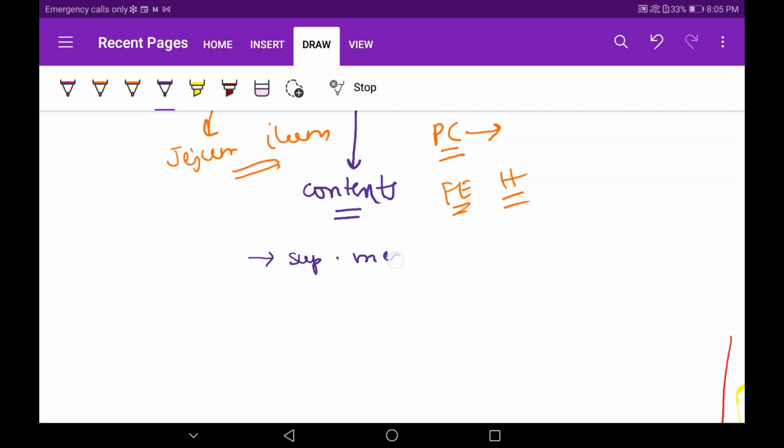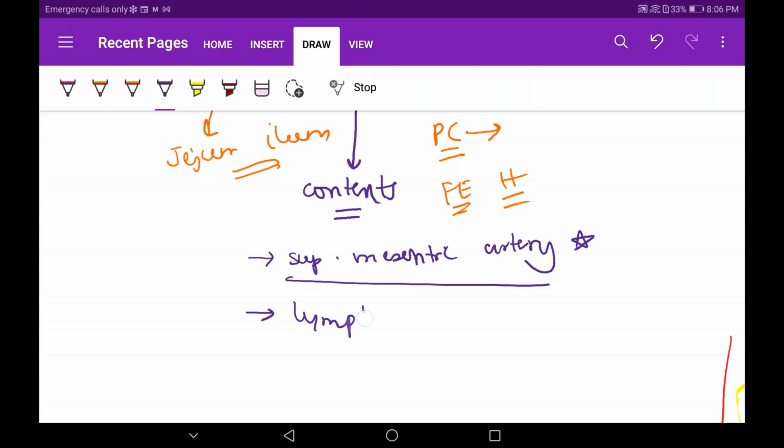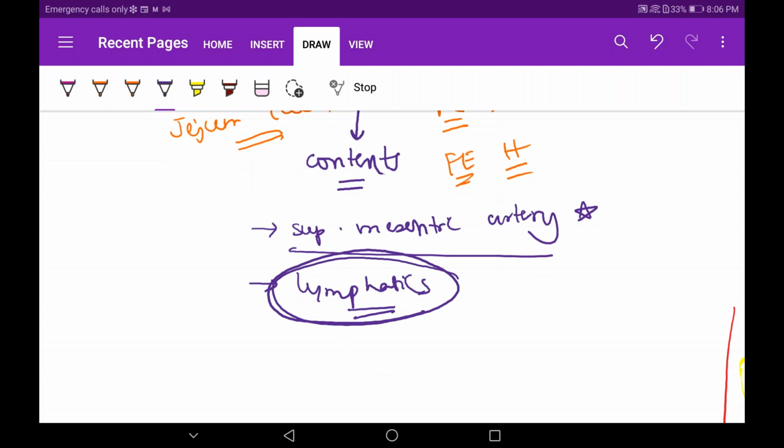Yeah. So just write down the superior mesenteric artery. Just bear with me, my friends. If you understand this now, you will never forget it till the end of your medical school. Superior mesenteric artery is very important. Apart from the superior mesenteric artery, you will have lymphatics. Apart from lymphatics, some nerves will be there. Why did I tell you it is important over here? Because the lymphatics are a troublesome part over here.